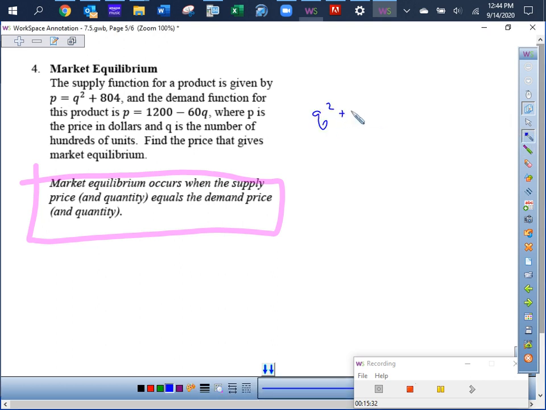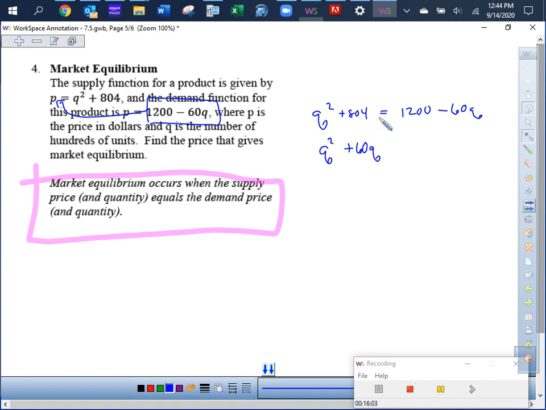Q squared plus 804 should equal 1200 minus 60Q. Setting these equal to each other because that's where supply would equal demand. I just substituted, this is what P is, so I substituted that in for P. This is quadratic. It's got both Q's and Q squared, so I'm going to get them in the right order by moving stuff over. Q squared plus 60Q.